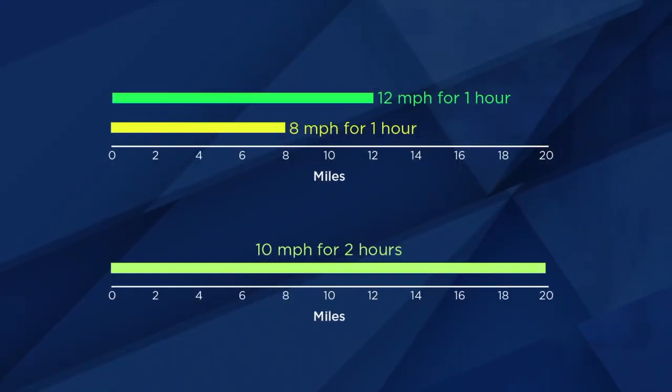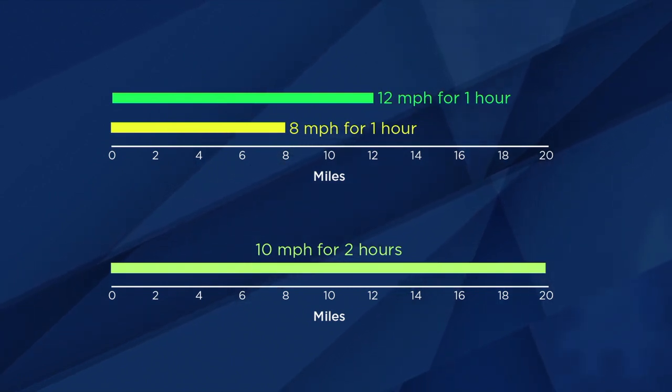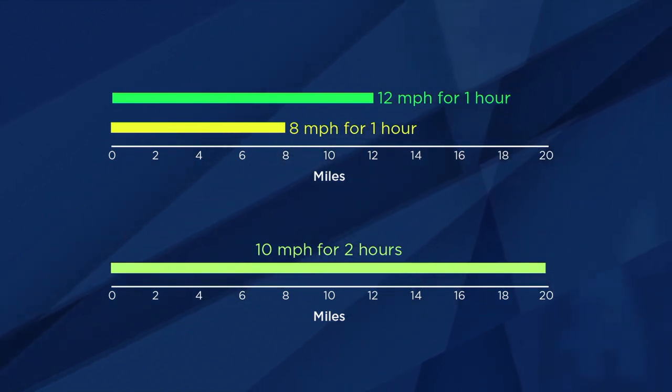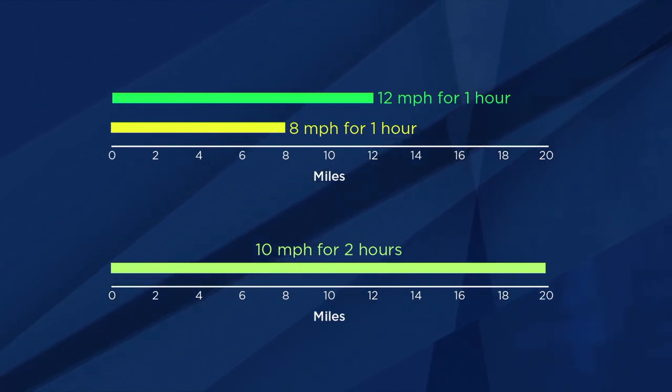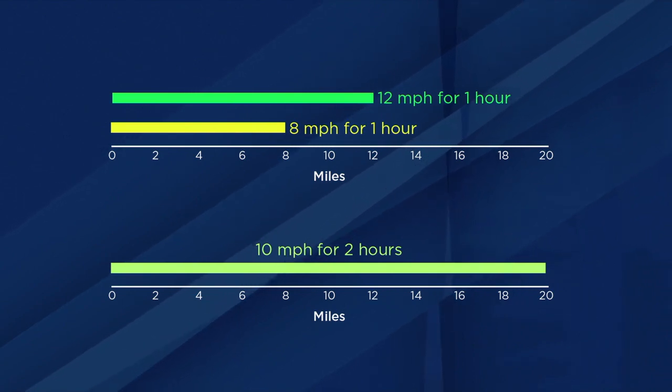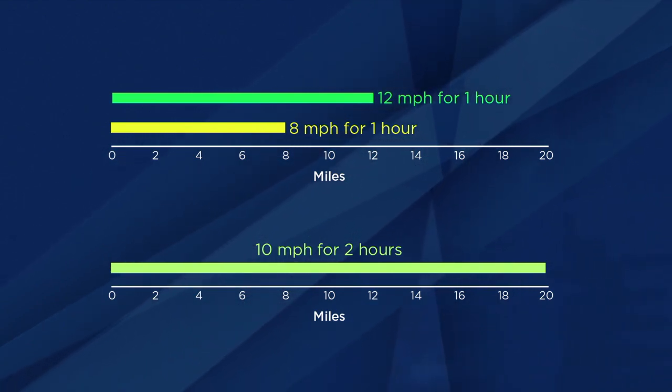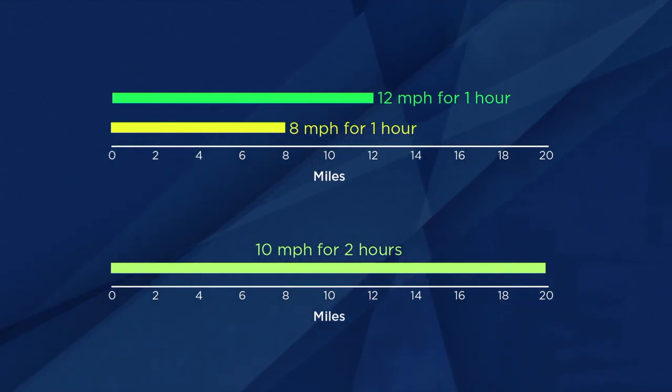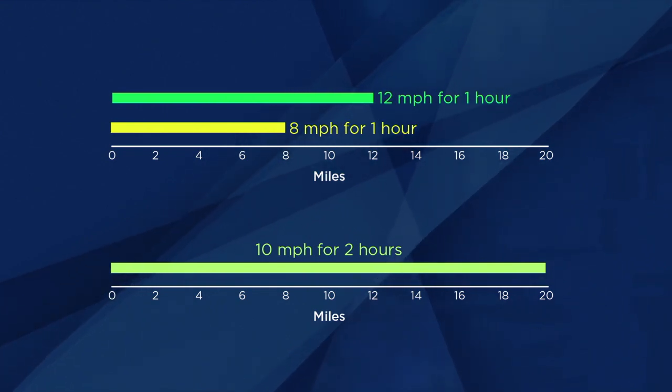Let's do an example to illustrate this. Suppose we travel at 12 miles per hour for 1 hour and then at 8 miles per hour for 1 hour. That means that we go 12 miles the first hour and 8 miles the second hour for a total of 20 miles. But if we had traveled at 10 miles per hour for 2 hours, we would have gone the same 20 miles. But that's not the scenario of this puzzle.